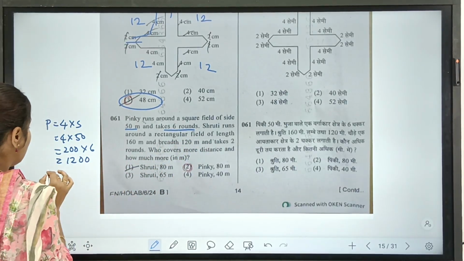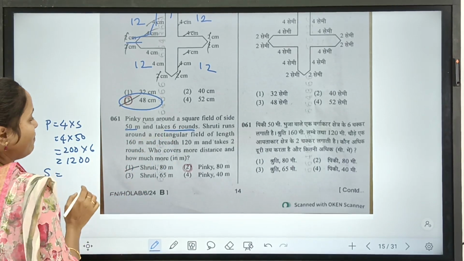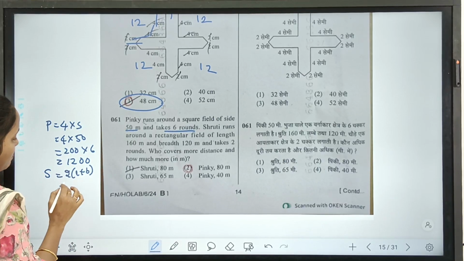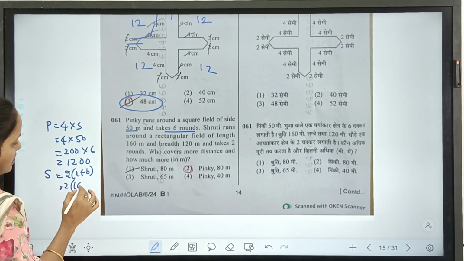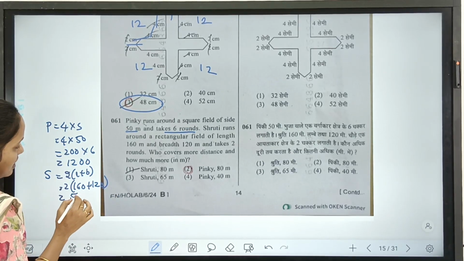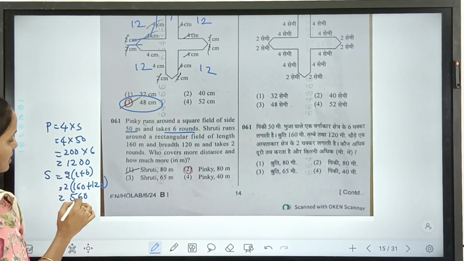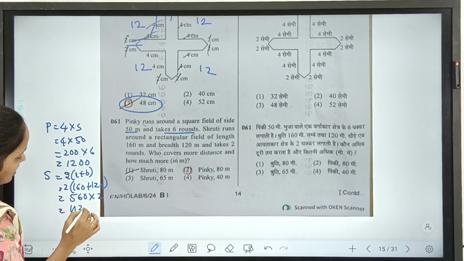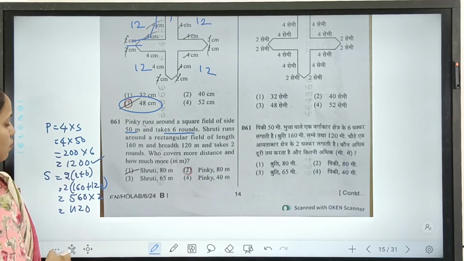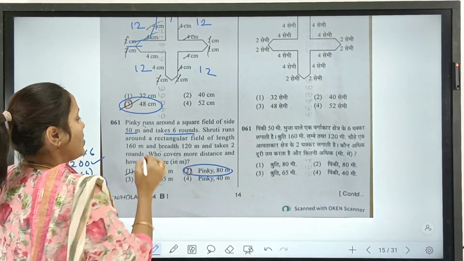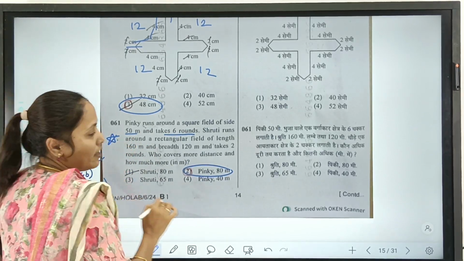Next, Shruti runs around a rectangular field, which means 2 of L plus B. 2 of L plus B means 2 into 160 plus 120. 160 plus 120 is 280, so 2 into 280 is 560 she took. 560 into 2 rounds, 2 rounds means 1120. So Pinky runs more. How much? 80 meters. So the answer is 2. This is also a little bit tricky question.